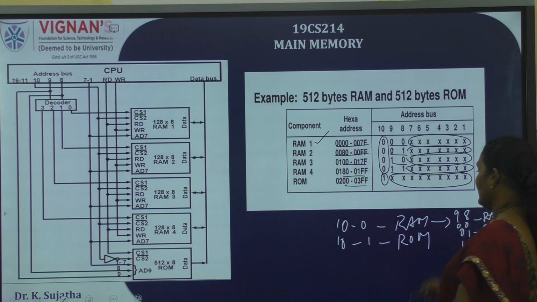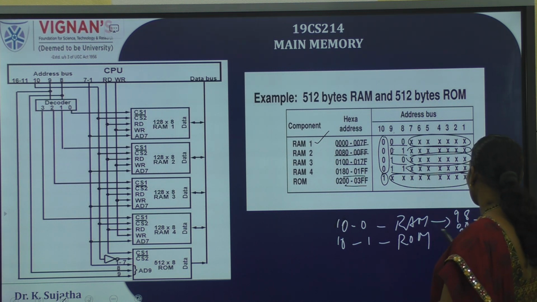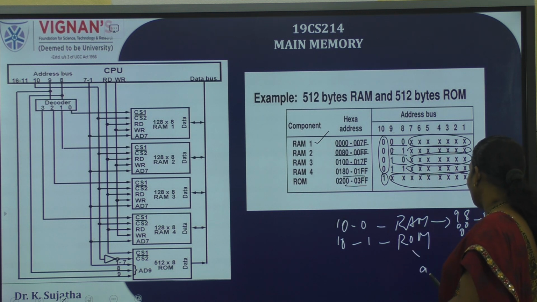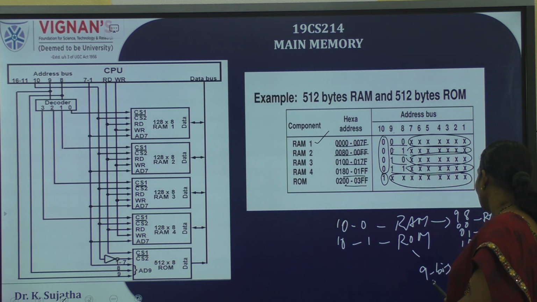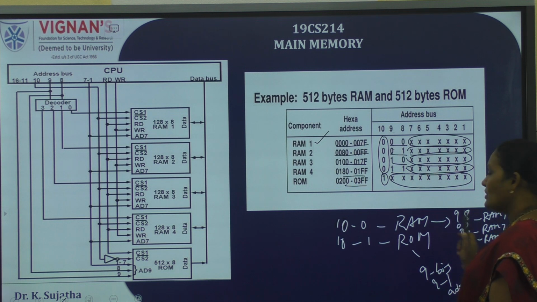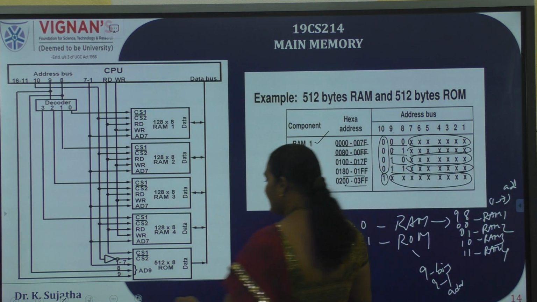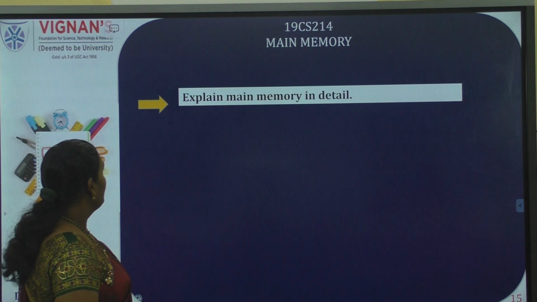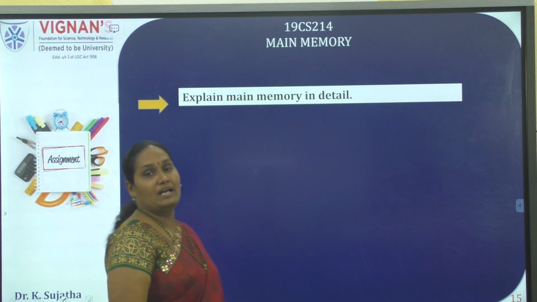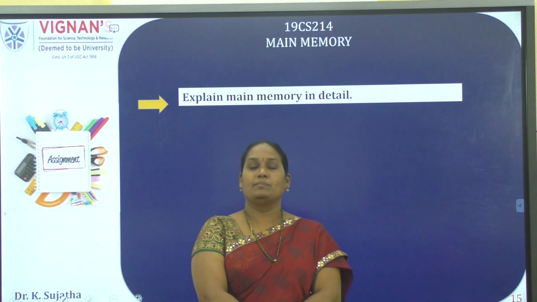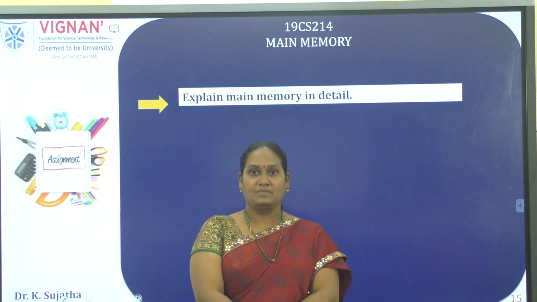Okay, the remaining 7 bits, 1 to 7, are used for the representation of addresses of RAM locations, and the 9 bits, from 9 to 1, are used for the representation of addresses of ROM locations, right? So I hope that you all understood how the main memory is constituted.